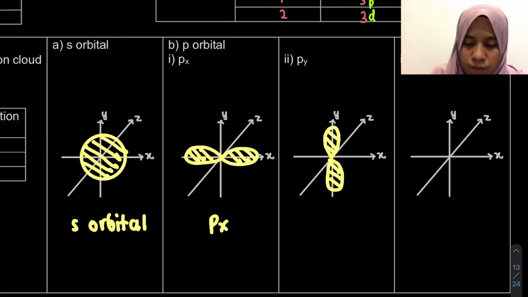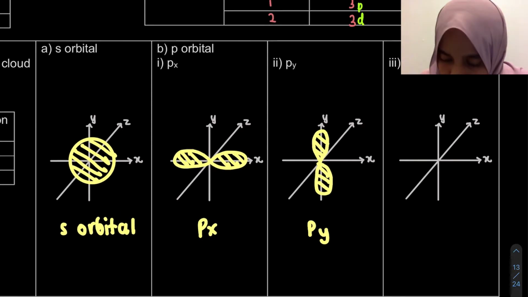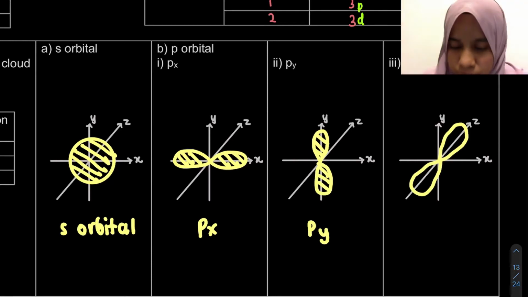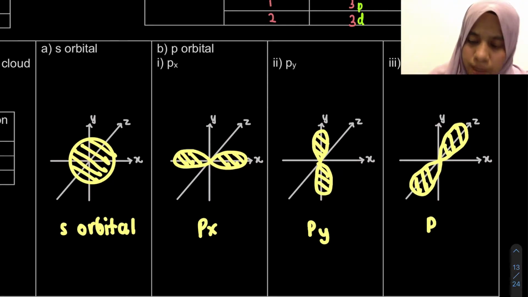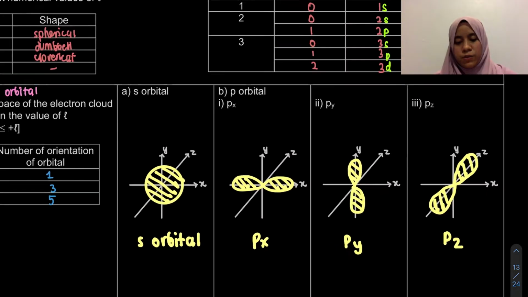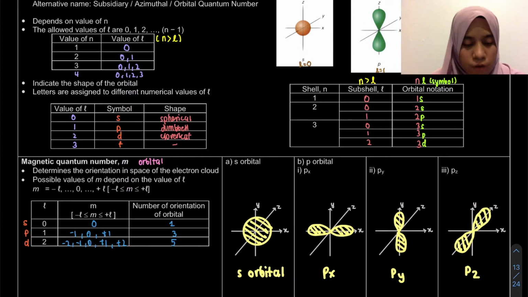So this is py. Last but not least is pz, with the z-axis here. So this is your pz orbital. That's the example for when L equals 1, or your p orbital: we have 3 orientations.